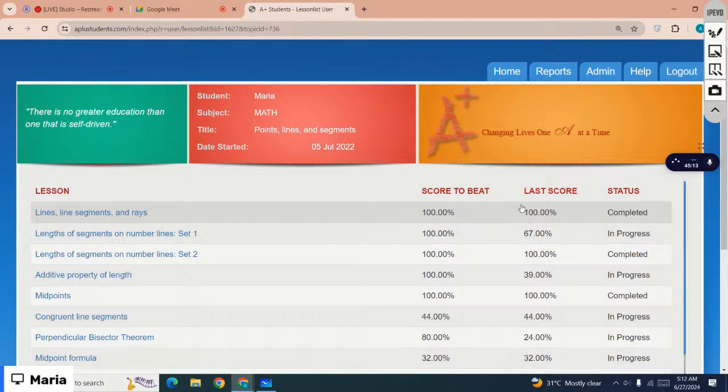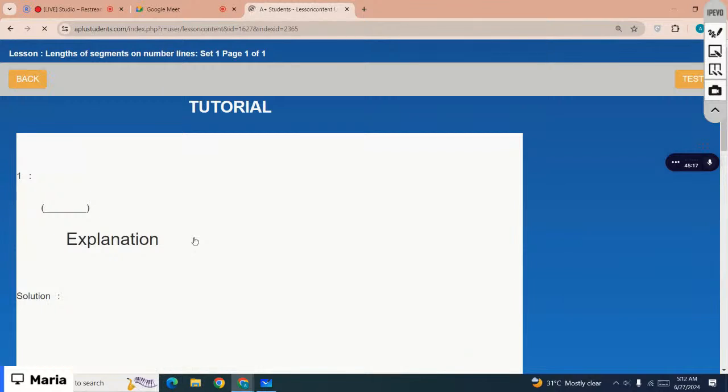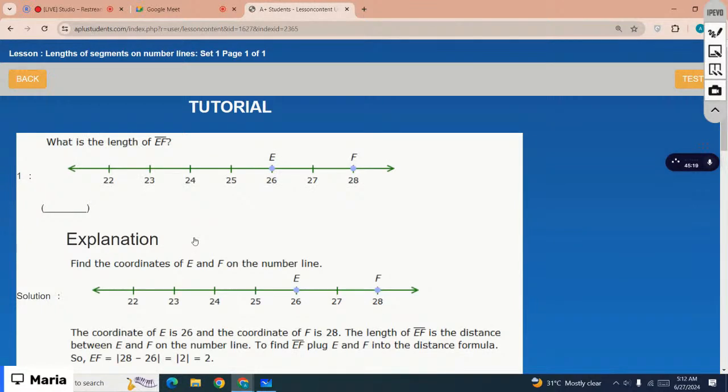The next lesson is length of segments on number line set 1. Okay, what is the length of EF? So you can see the coordinate of E is 26, the coordinate of F is 28, right? So you can see here the distance from 26 to 28 is just 2 points, right?